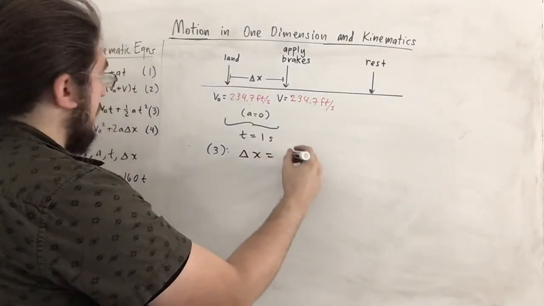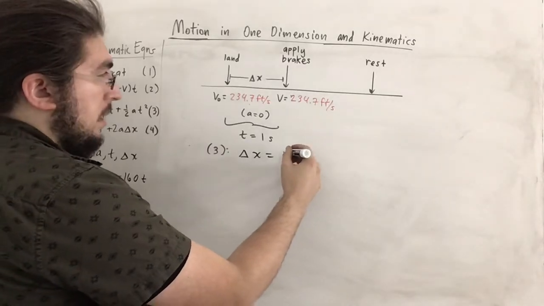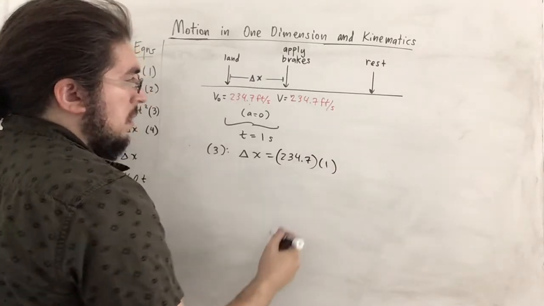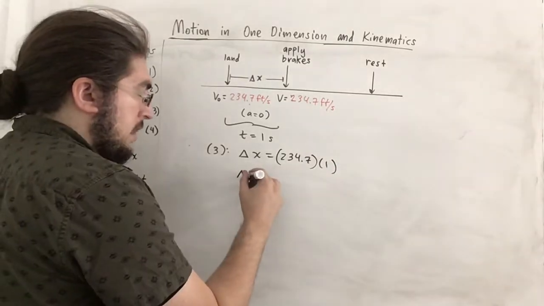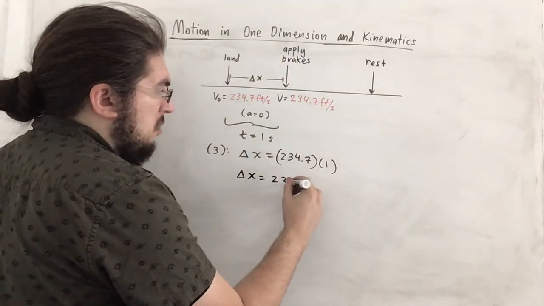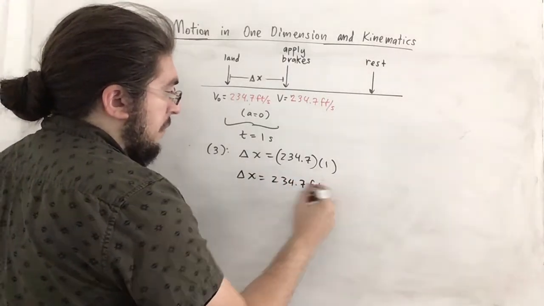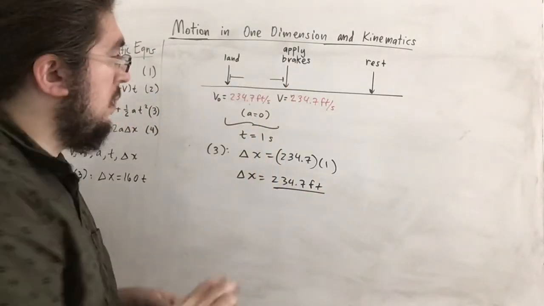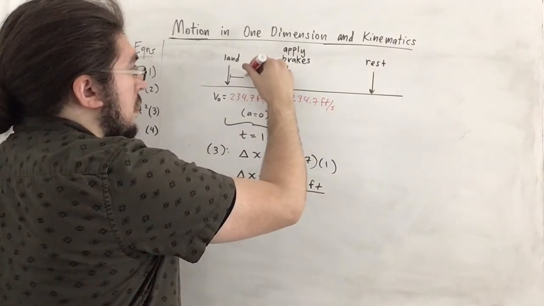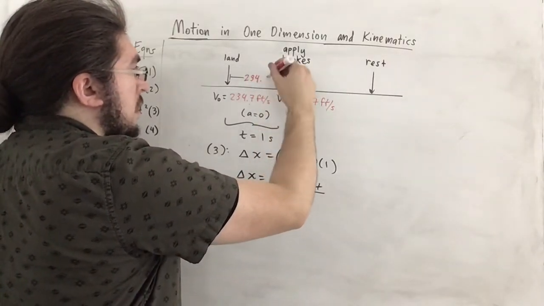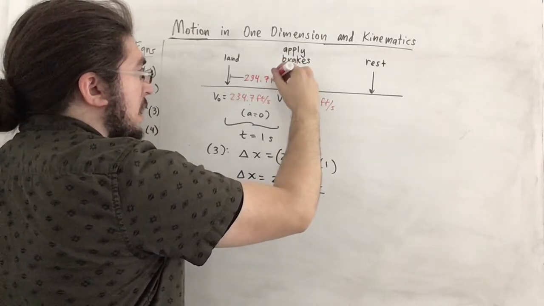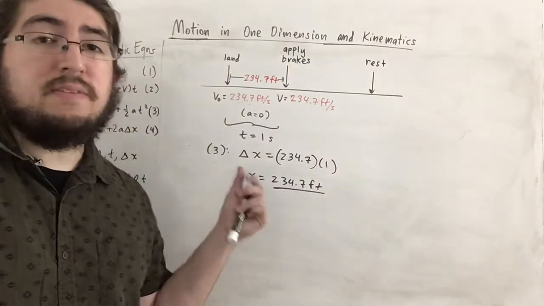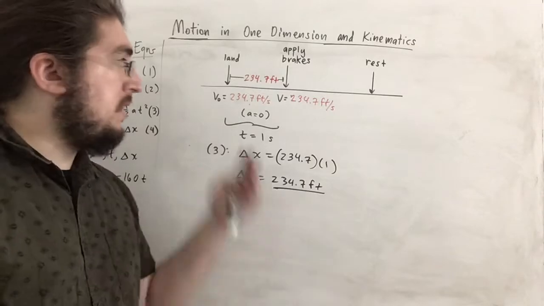So in other words, we get delta x is equal to v naught, which is 234.7, times t, which is 1. Notice they're both in seconds, so we end up getting delta x in this case is 234.7 feet. Nice. So we actually know the answer here, so let me write this in red: 234.7 feet, which I think makes a lot of sense because, since 1 second has passed and we're traveling 234.7 feet per second, then we've achieved that many feet.